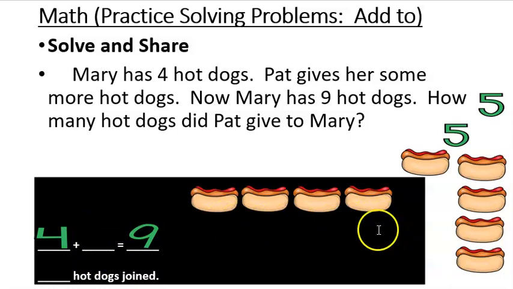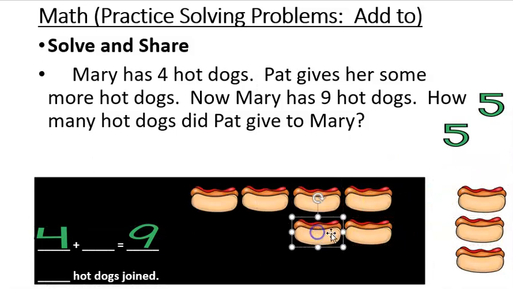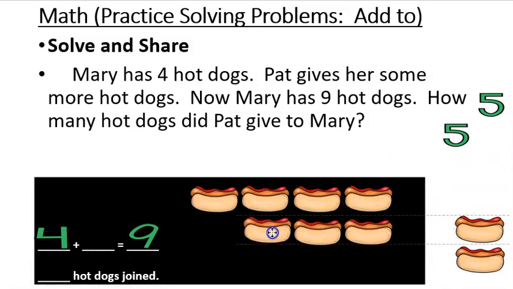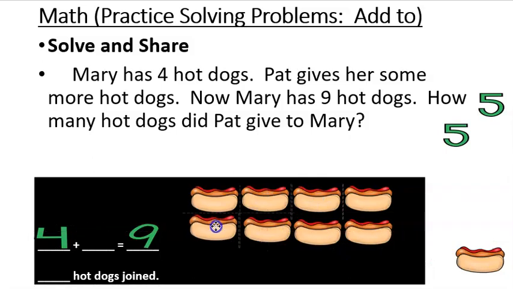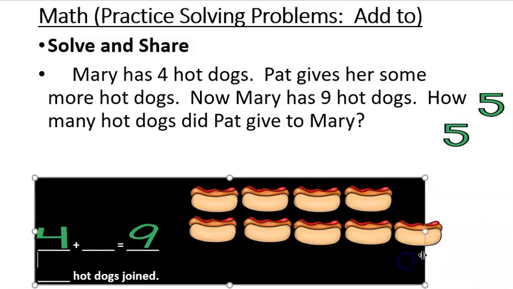Now, watch Mr. Begay. We have 1, 2, 3, 4, okay? We have 4 hot dogs here. But we need to get 9 hot dogs all together on here, okay? We just have 4, so watch Mr. Begay. 1, 2, 3, 4, 5, 6, 7, 8, and 9. Let me just put that right there, okay?